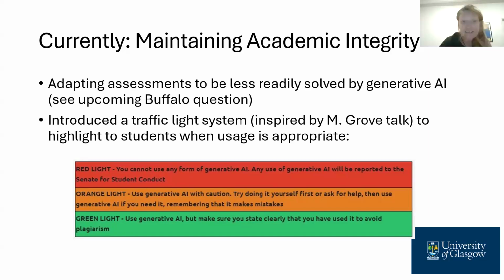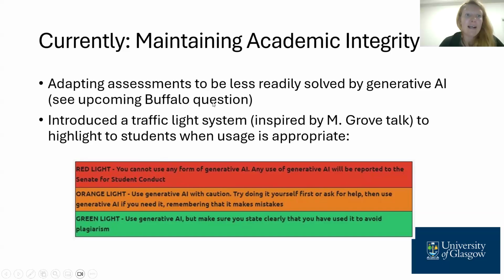An orange light might be a coding lab, so they should really try the problem themselves. They should maybe discuss with their friends or a tutor. And then if in doubt, maybe ask further questions to the AI. And a green light for using generative AI freely. Perhaps you're collaborating with AI to find the best solution, or perhaps you're comparing your own manual approach to an AI approach.